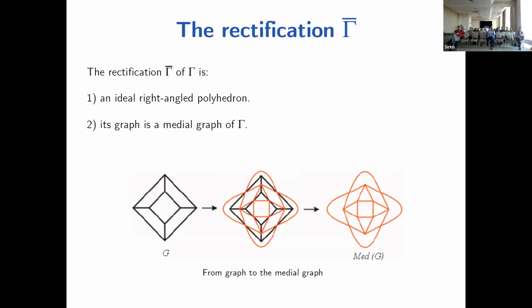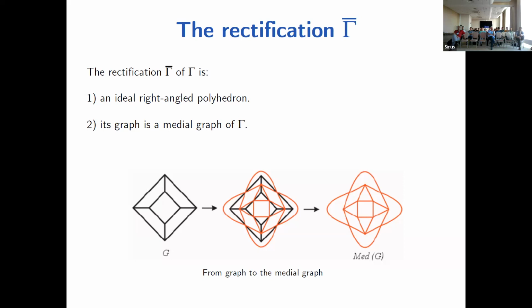The medial graph is the following. Suppose we have a graph G, and we create a new vertex for each edge of the graph G. So the vertices of the medial graph correspond to the edges of G. And we connect two vertices by an edge in the new graph if and only if the corresponding edges lie in the same face in the initial graph, and they go subsequently one after another. So in this example, we have a prism graph, and this is its medial graph.